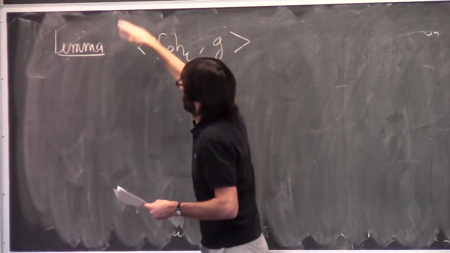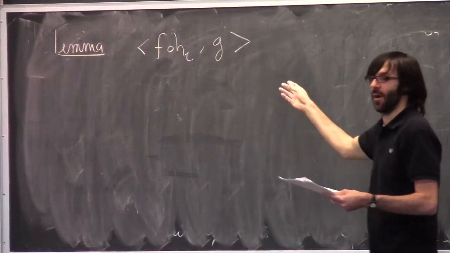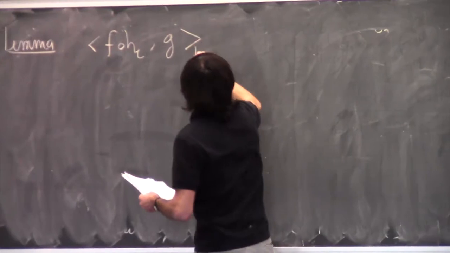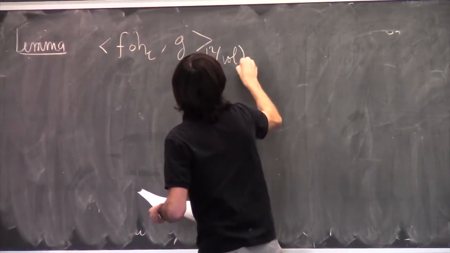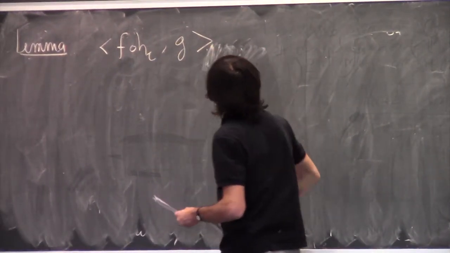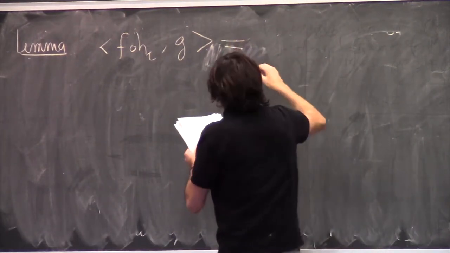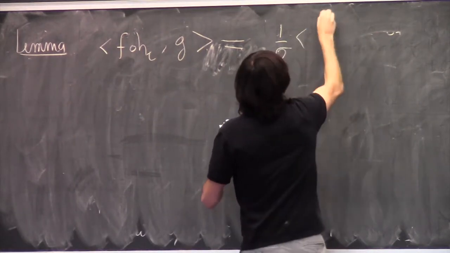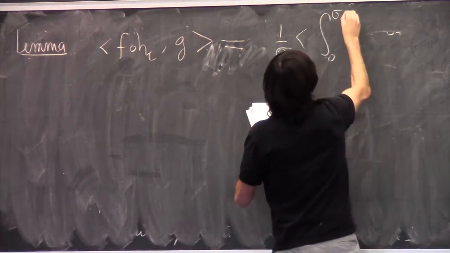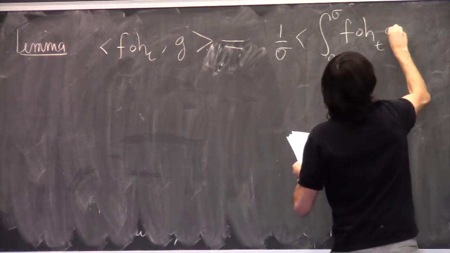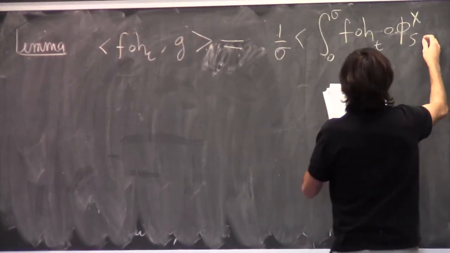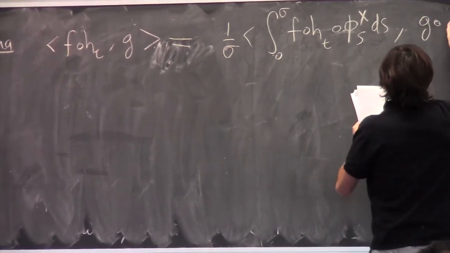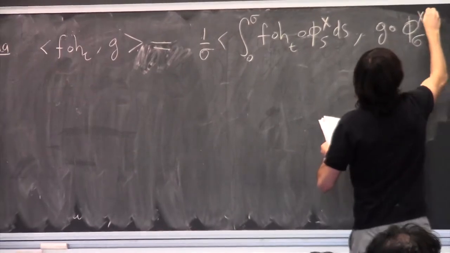Then we integrate, or average, and then we do an integration by parts. So that's a hard integration, right, in this scalar product? This is L2 with the standard volume. Yes. So the formula becomes like this. It's 1 over sigma, integral from 0 to sigma of f composed with ht composed with phi x s, ds. And here we have g composed with phi x sigma.